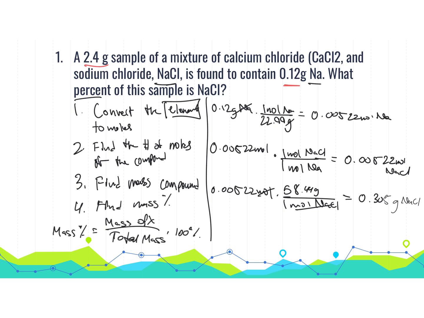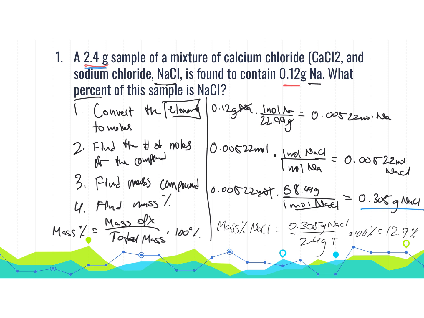Right, and so we just calculated, I'm going to highlight this in blue, the grams of sodium chloride, and we have the total grams of the sample right there up top. And so we just plug and chug into this equation. Mass percent of NaCl is equal to 0.305 grams NaCl divided by 2.4 grams total. For total, I'm just going to put T, but grams and grams cancel out. This times 100%, my apologies. What we get here is 12.7%.